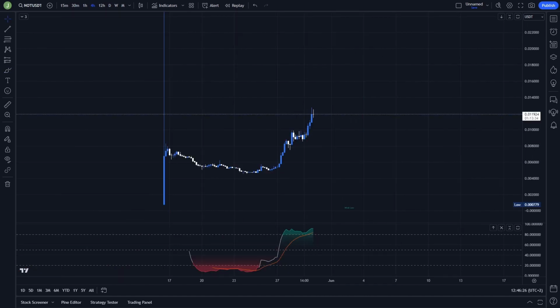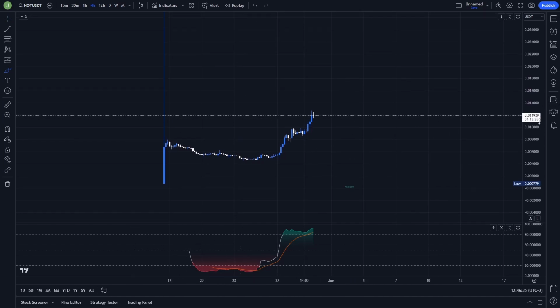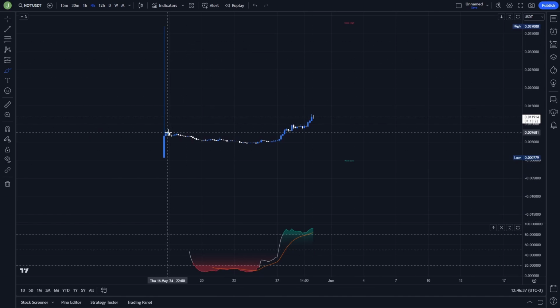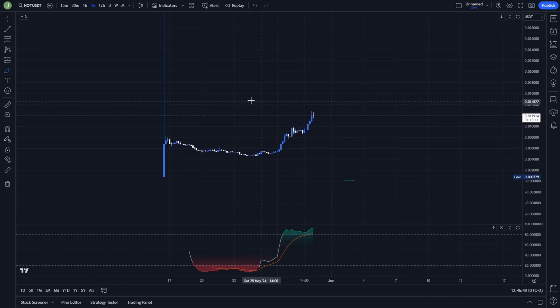If we take a look at the 4-hour chart, you can see that this coin is relatively new, and right now we are almost in the price discovery phase, because when the coin was launched, there was a really big pump in this 4-hour candle, and the candle itself closed around 0.06814. So we can technically say that right now we are at the all-time high, or at least in the price discovery phase.